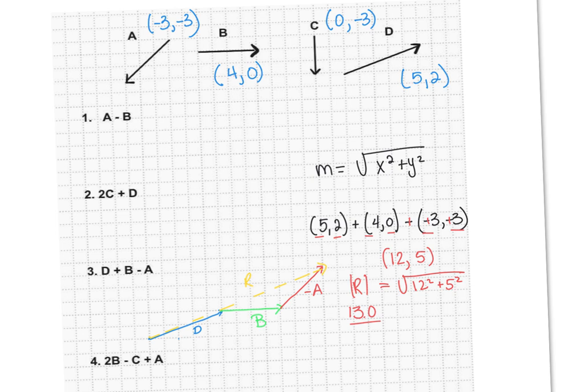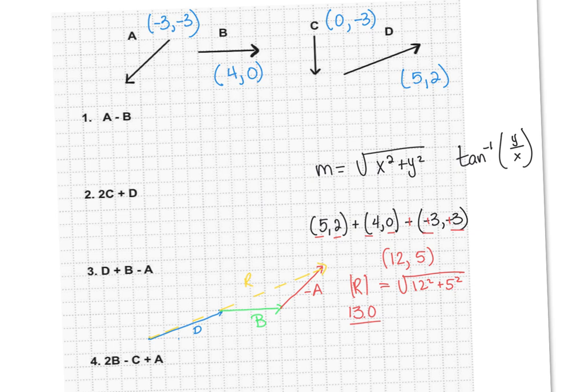Direction. All right, how do we calculate direction? In our word problems, we've been doing this. How do we calculate it? Y over x. So the inverse tangent of my y over my x is going to give me direction.